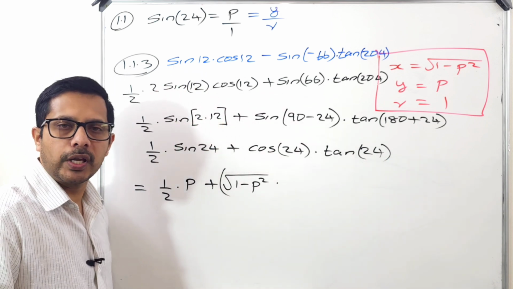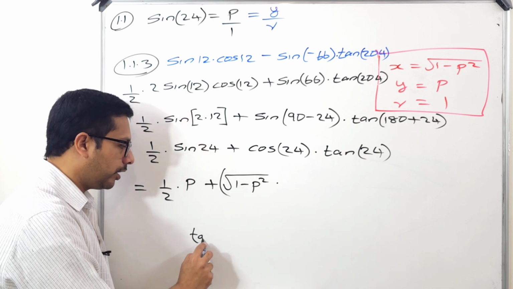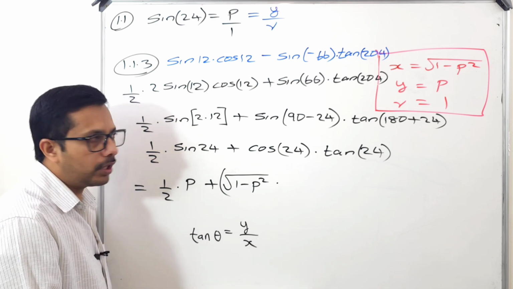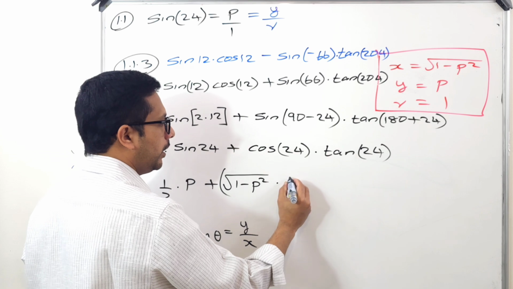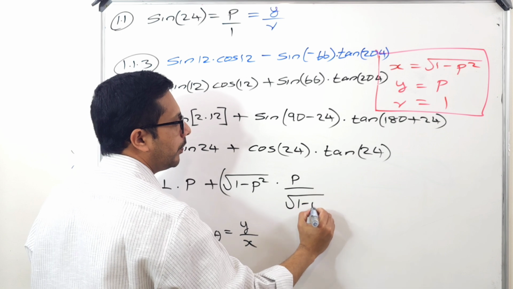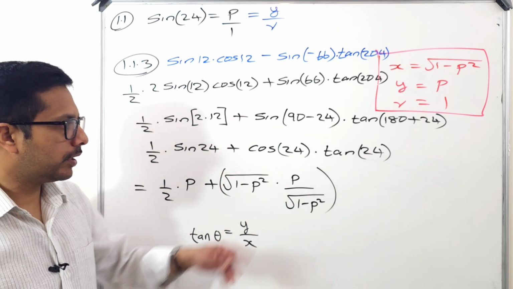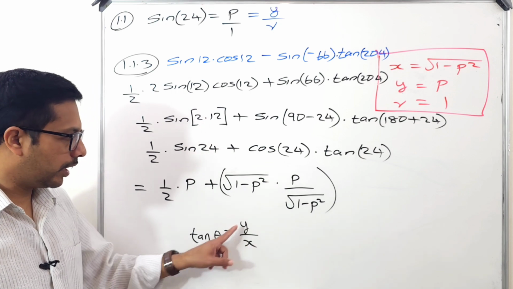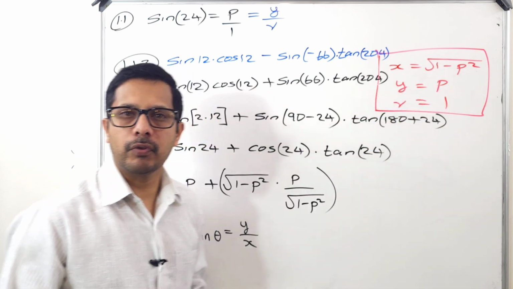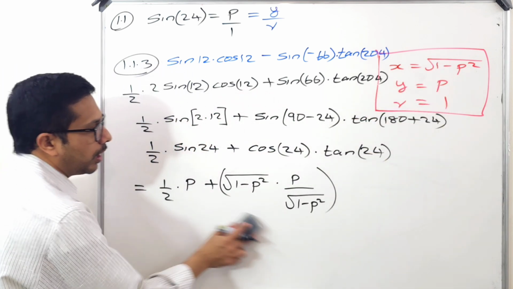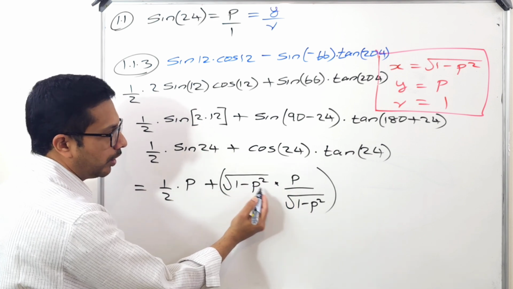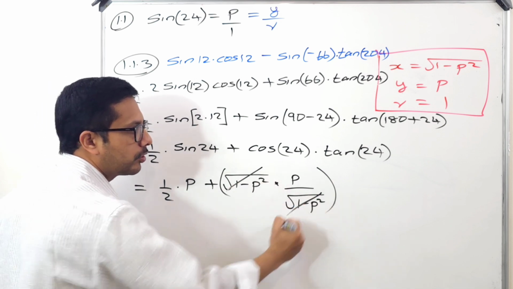What is tan in terms of x, y and r? Tan theta is opposite side divided by adjacent side, y over x. What is y here? It is p. What is x here? Square root of 1 minus p square. Don't forget, this is y, this one is x. Tan theta is y over x, so tan 24 is p divided by square root of 1 minus p square. Are these two not multiplication? What does this dot mean? It is multiplication. So square root of 1 minus p square, square root of 1 minus p square, you can cancel these two. Am I right?